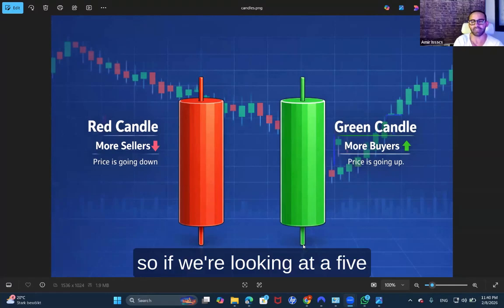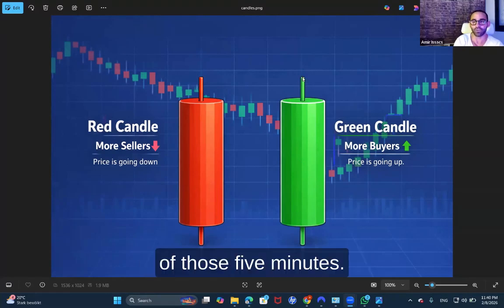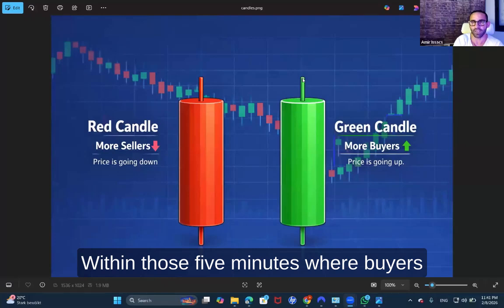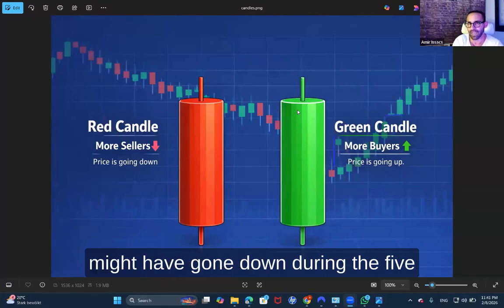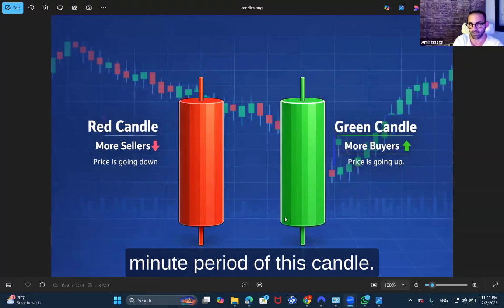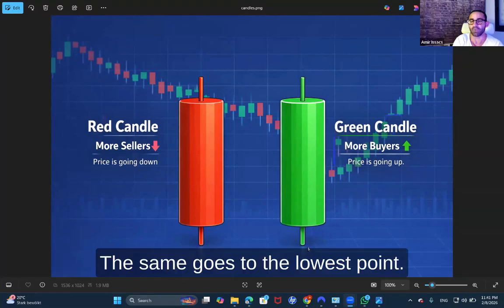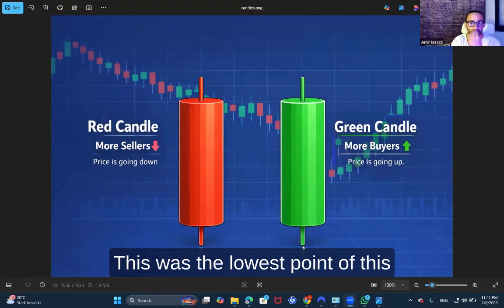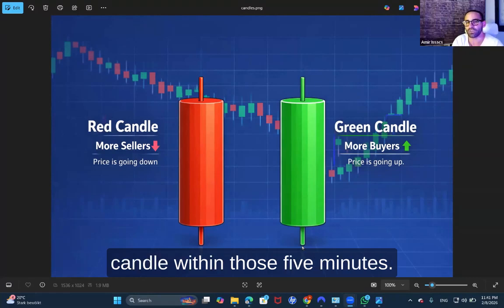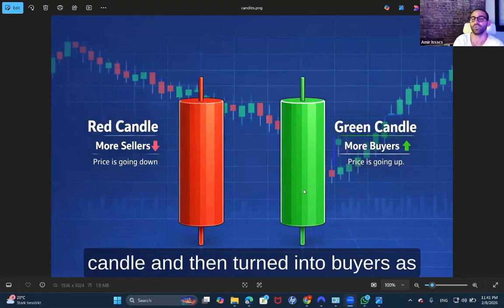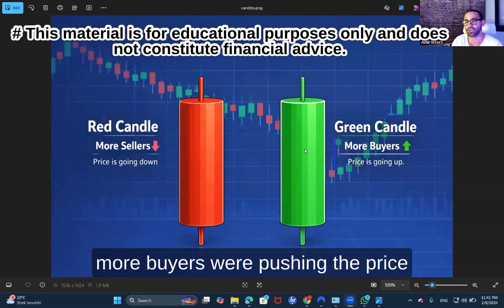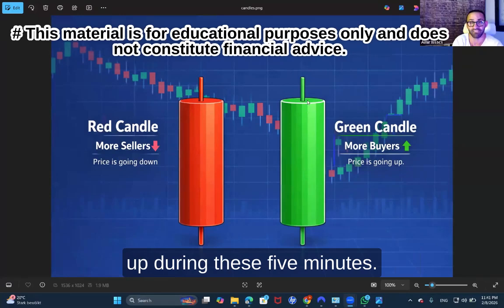So if we're looking at a 5-minute candle of buyers, this was the highest point of those 5 minutes, where buyers were pushing the price up. Then it might have gone down during the 5-minute period of this candle. The same goes for the lowest point. This was the lowest point of this candle within those 5 minutes. It might have begun as a selling candle and then turned into a buyer's candle as more buyers were pushing the price up during these 5 minutes.